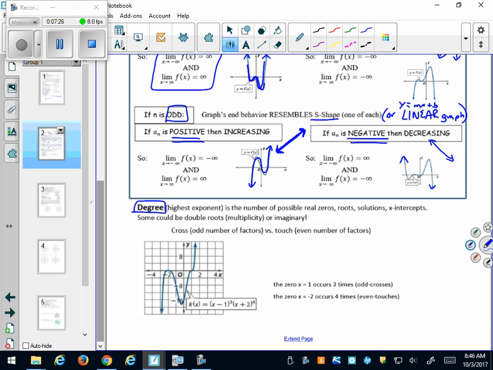Some could be double roots, meaning if you have an equation that looks like this, when it's x plus 1 and it's squared, meaning there's 2 of those roots, right? That's multiplicity. There's more than one. That's a double root.